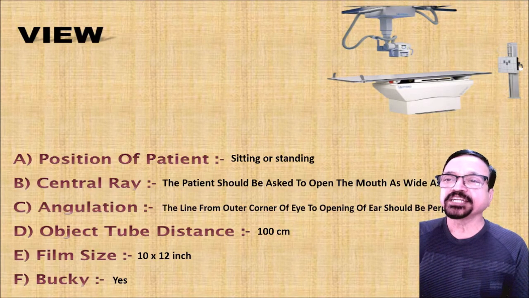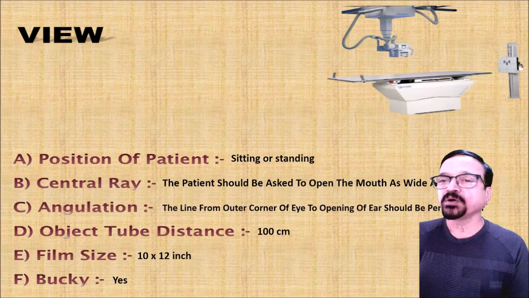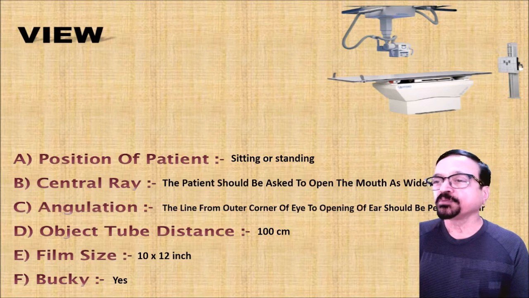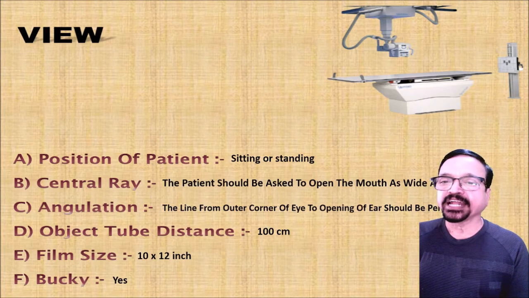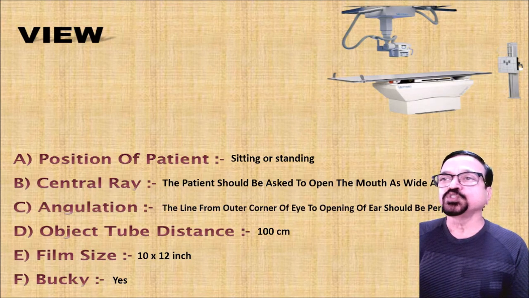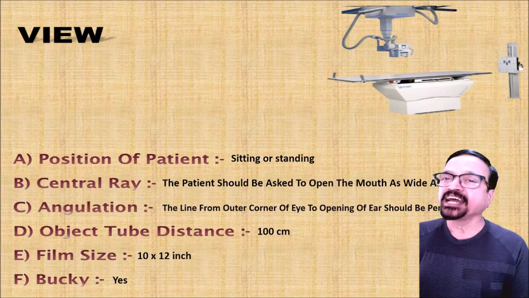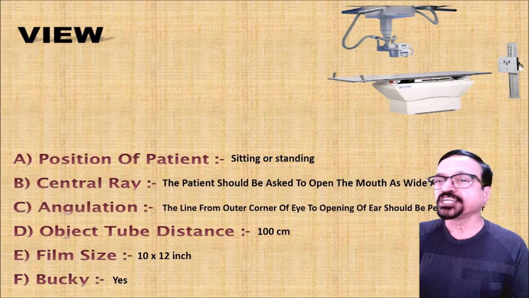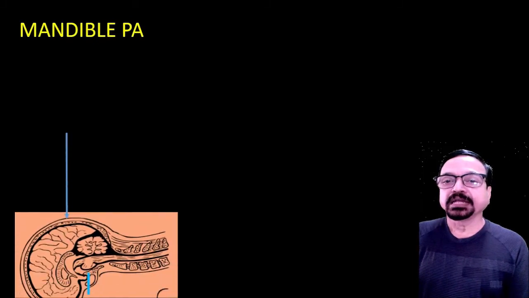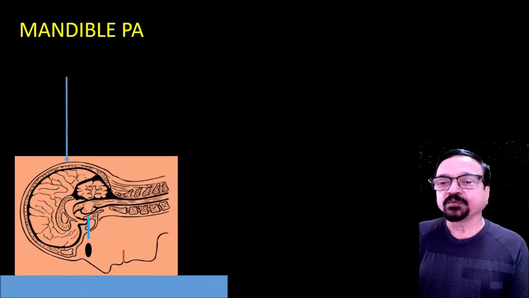So in that view, the patient is sitting and should be asked to open the mouth. The line from the corner of the eye to the opening of the ear should be perpendicular, distance should be 100, film size 10 by 12, and a Bucky is usually used. Now radiography can be done with routine conventional radiography, CR, or there are dental units which have the capacity to do lateral projections, because dental people also need lateral cephalograms for their study purposes. Now this is a diagrammatic presentation of how we take it.